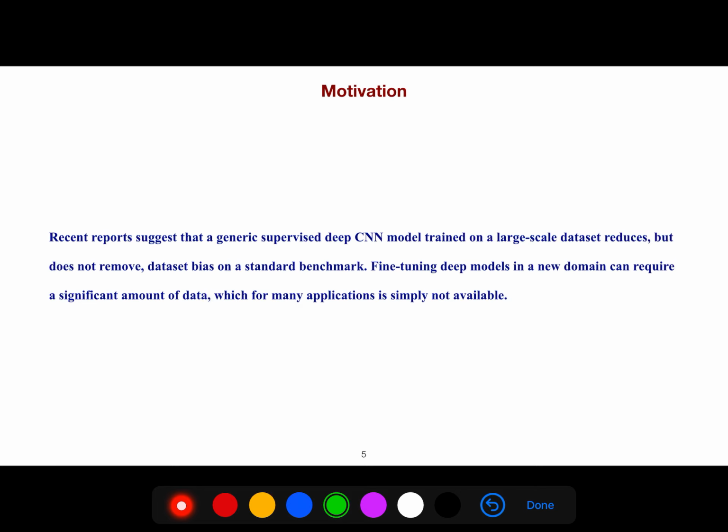Recent reports suggest that a generic supervised deep convolutional neural network model trained on a large-scale dataset reduces but does not remove dataset bias on a standard benchmark. Fine-tuning deep models in a new domain can require a significant amount of data, which for many applications is simply not available.